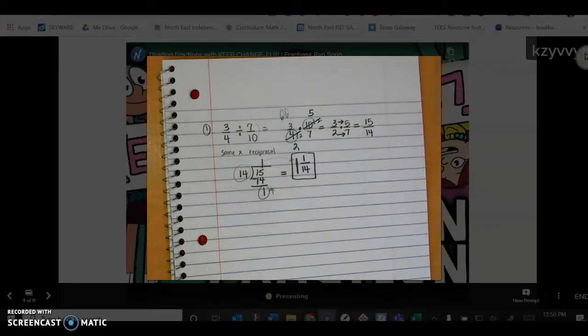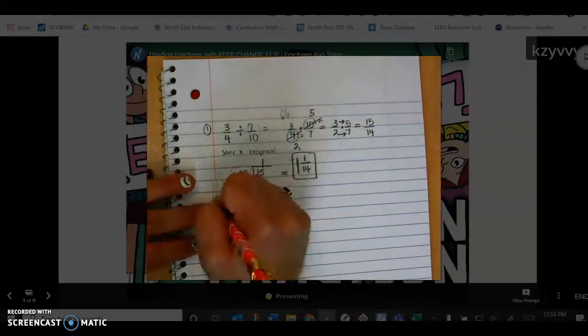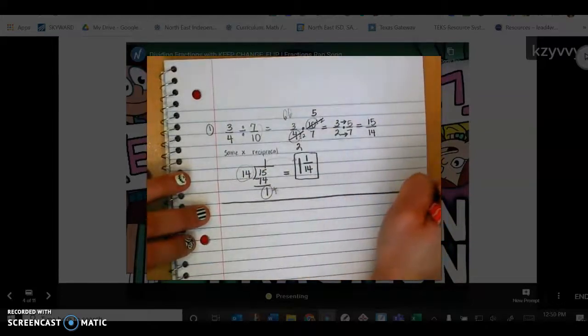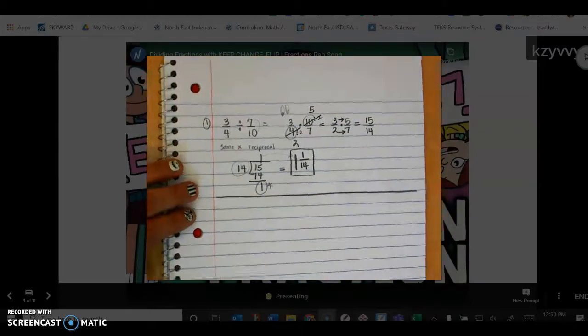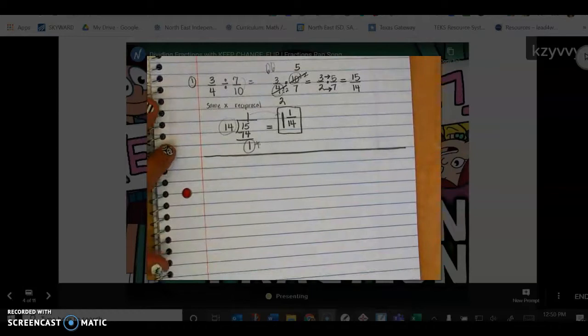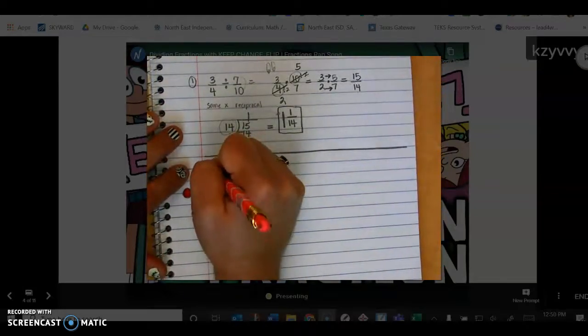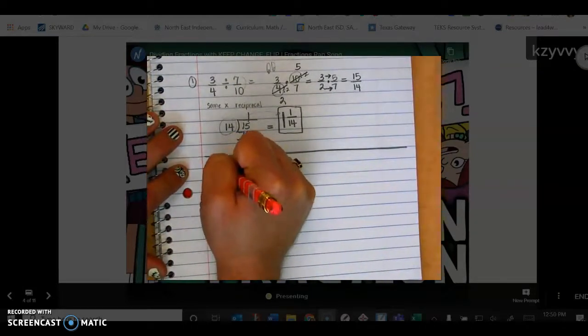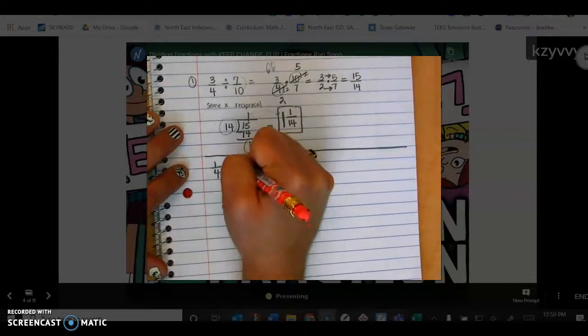If you would like to pause, you may. I'm going to draw a line. I'm just in my spiral, guys. I hope you guys noticed that I'm just on the other side. And I have the next problem ready. I'm going to take it off of my computer screen, 1/4 divided by 9/10. And I'm going to write it down.